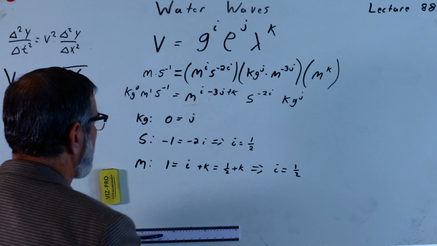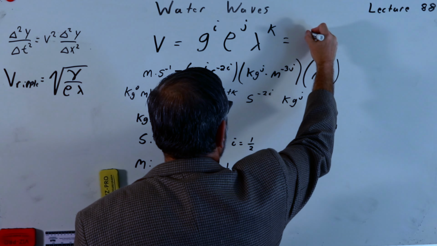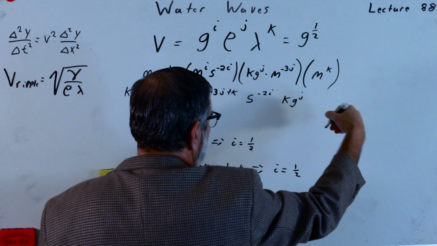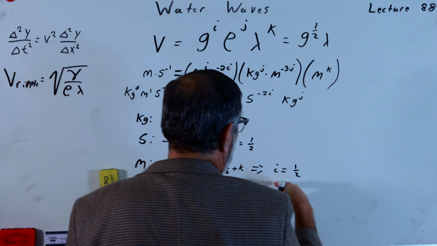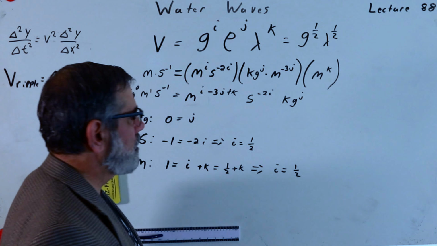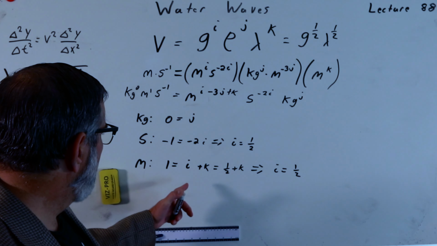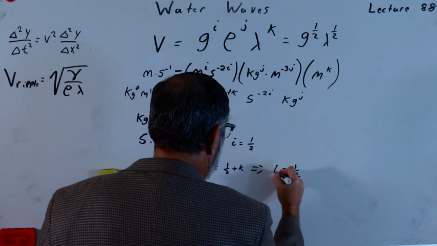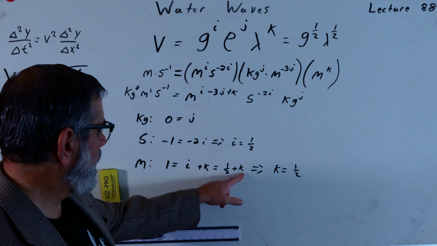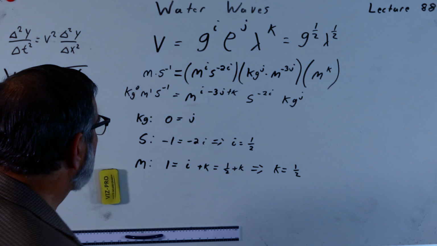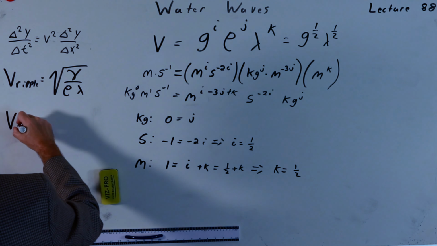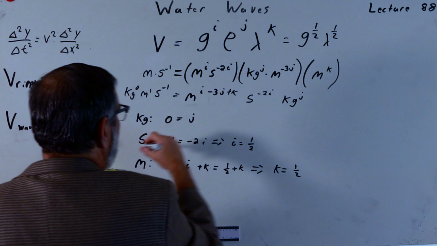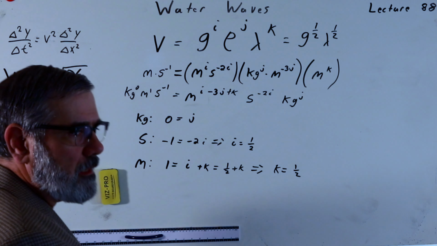And so now we have all the things that we need for this, right? This is equal to G to the I, which is 1/2, times rho to the 0, so we're not even going to put that in, times lambda to the 1/2. Well, this should say K equals 1/2, sorry, instead of solving for K. And so that means that the velocity for a wave is equal to the square root, because these are both factors of 1/2, of just G times lambda.